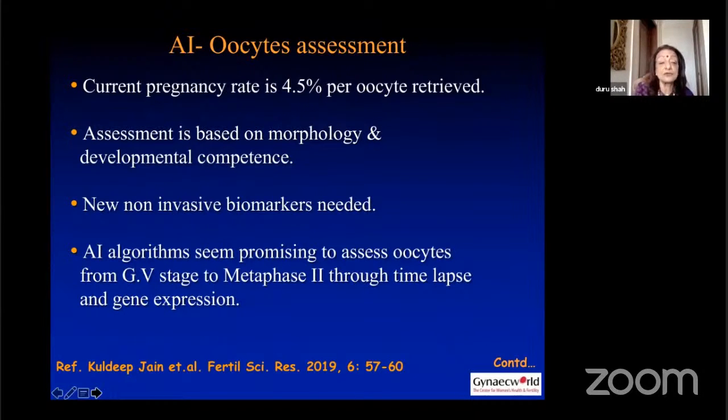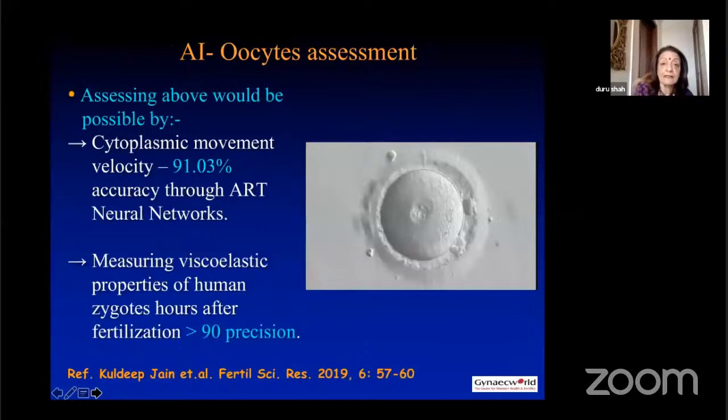The third thing is there are new non-invasive biomarkers which we need, maybe from the culture medium, to know whether the embryo is likely to be growing better, is better for success rates. And therefore today AI algorithms have been created which seem promising to assess oocytes from the GV stage to the metaphase 2 through time lapse and gene expression. Now this assessment of oocytes could be possible in which they have calculated the cytoplasmic movement velocity. And in 91% of patients, they have found an extreme amount of accuracy through ART neural networks.